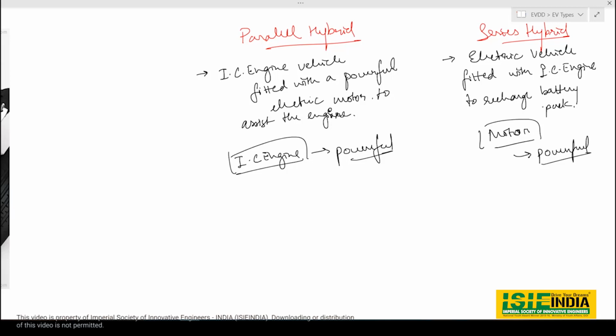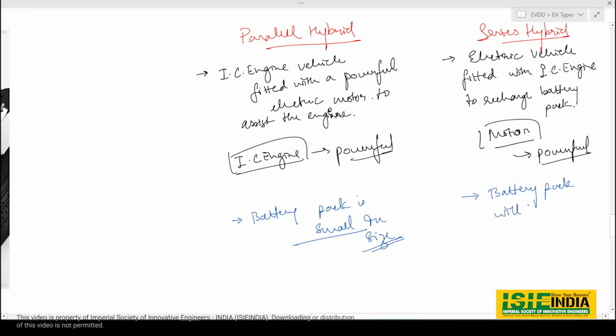Yes, sir. Right. Okay, and from this you have the third difference, which is that the battery pack is small in size in parallel hybrid, as we saw in case of BMW i8 also yesterday. The battery pack is smaller in size because the primary source is the engine, so you don't need too big a battery pack. Whereas in case of series hybrid, because it is primarily an electric vehicle, the battery pack will be larger in size.